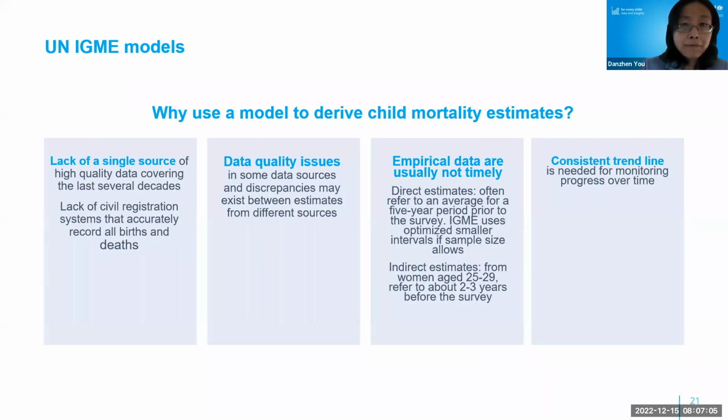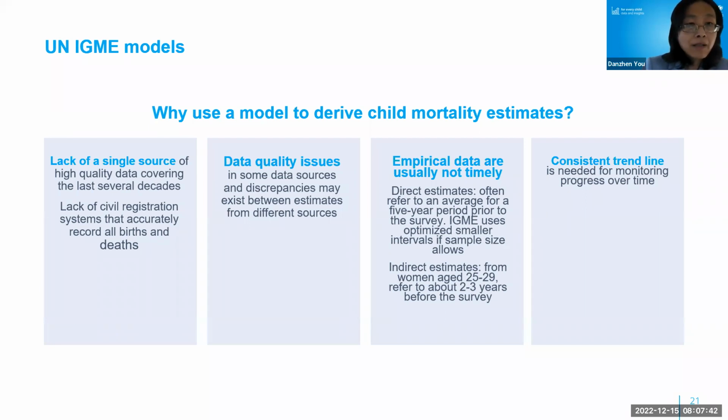So we were often asked by countries or others why we use a model to derive child mortality estimates when countries already have some empirical data. So there are multiple reasons for it. The first one is that many countries indeed lack a single source of high quality data covering the last several decades. The chart I just showed is a good example.